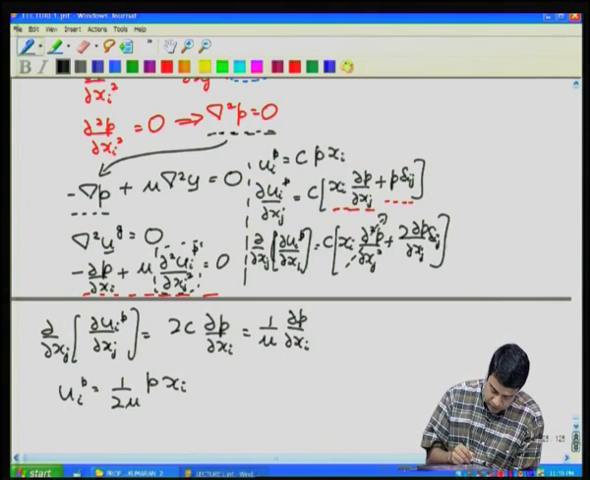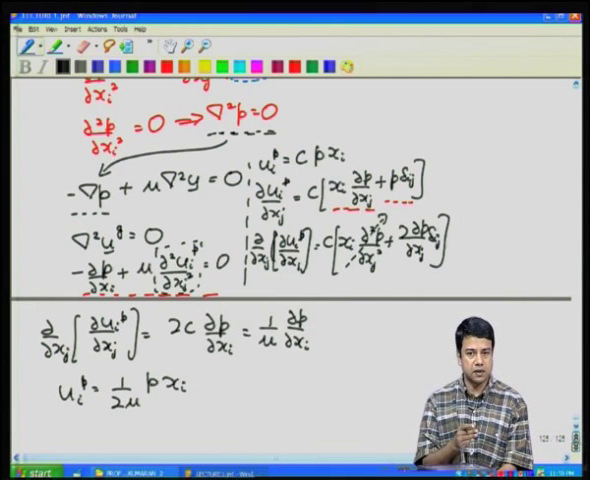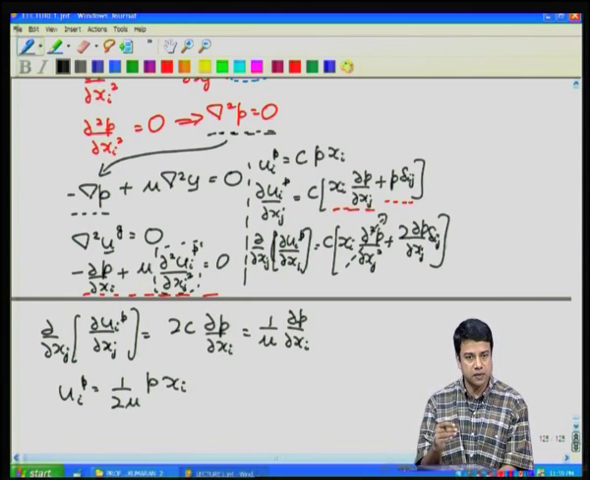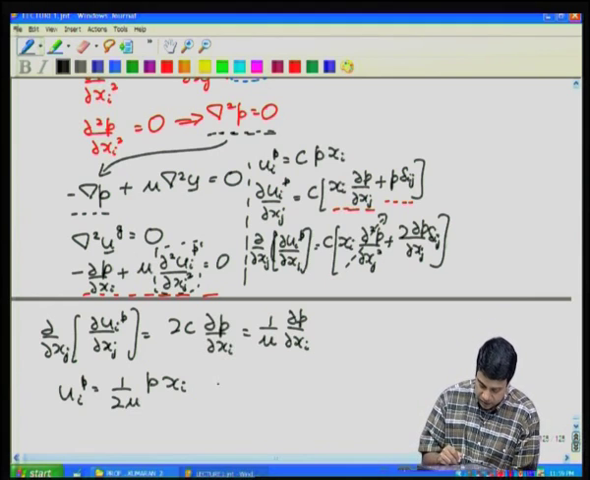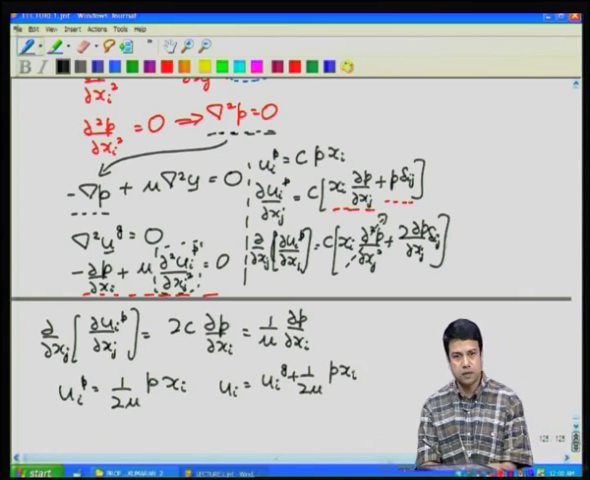So, the strategy is clear. I divide the velocity into two parts, a general solution and a particular integral. The general solution satisfies the equation without the inhomogeneous term, so that reduces to a Laplace equation. The particular integral is any one solution that satisfies the equation. In this particular case, I found one solution that satisfies the equation. Therefore, the total solution for the velocity is equal to the general solution plus 1 by 2 mu pressure times xi.